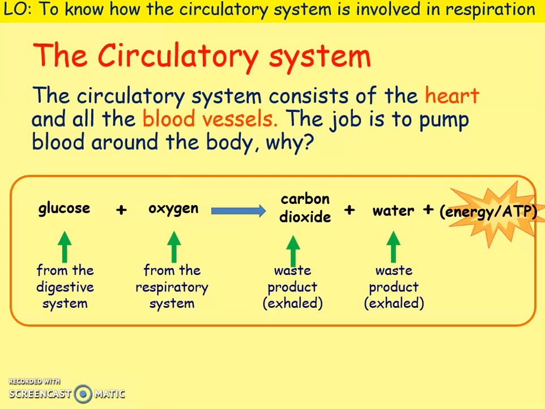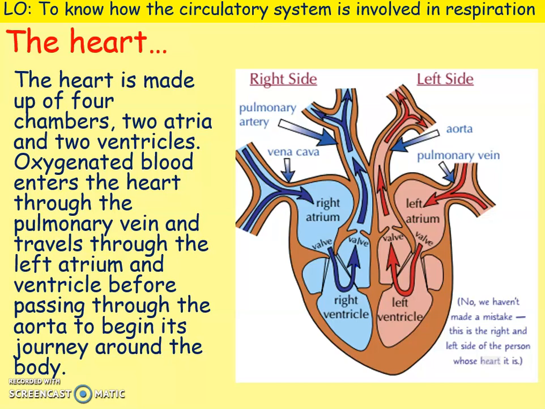So the circulatory system is really important in getting this oxygen around the body to where it's needed. We're going to have a look at how that happens now. So the heart has got lots of different structures that all work together to get this oxygen around the body in the blood to where it's needed. The heart's made up of 4 chambers. We have the right atrium, the right ventricle, the left atrium and the left ventricle.